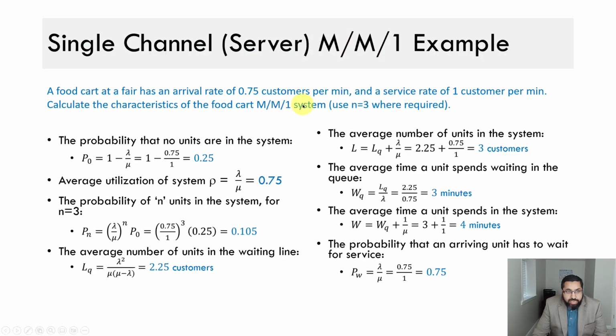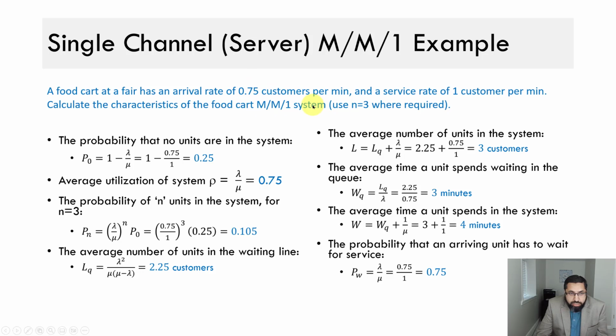Okay, so let's do an example. Let's say we have a food cart at a fair. Maybe we sell hot dogs or French fries, something like that. About 0.75 customers arrive per minute at the food cart to place an order. And we serve one customer per minute on average. So it takes us 1 minute to serve a customer, so our service rate is 1 customer per minute. What are the characteristics of this system?